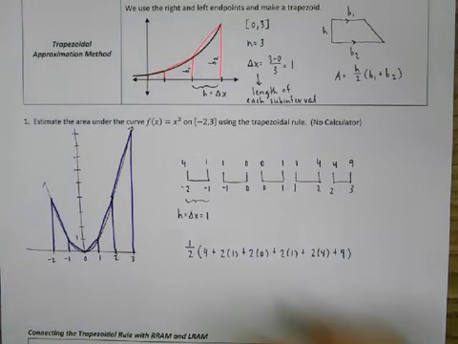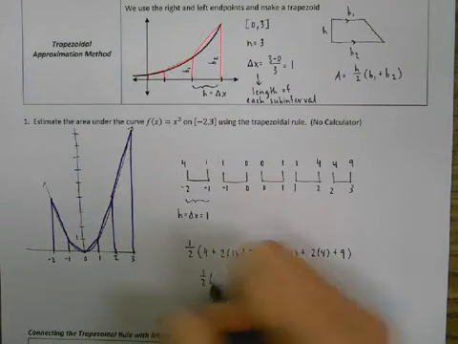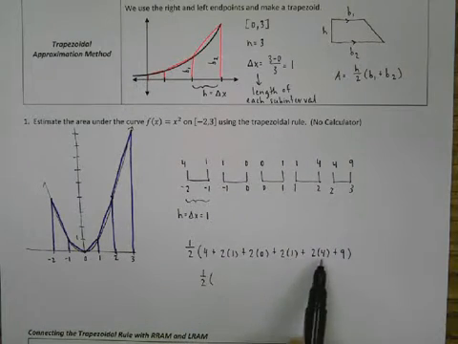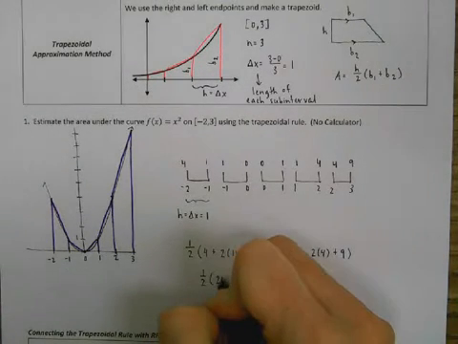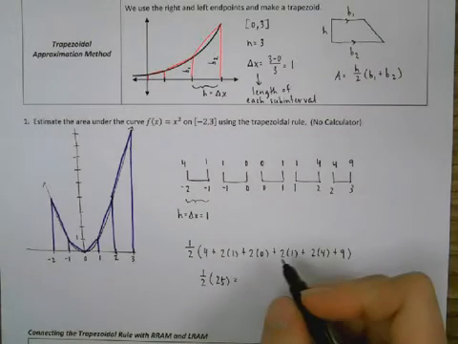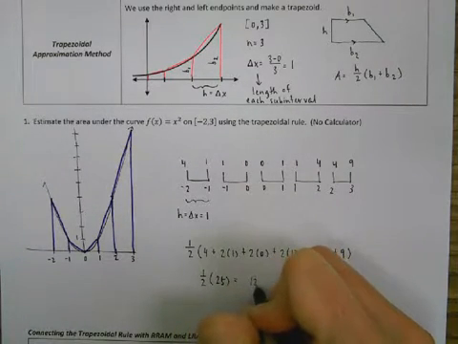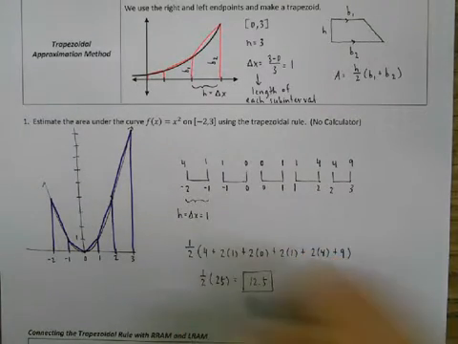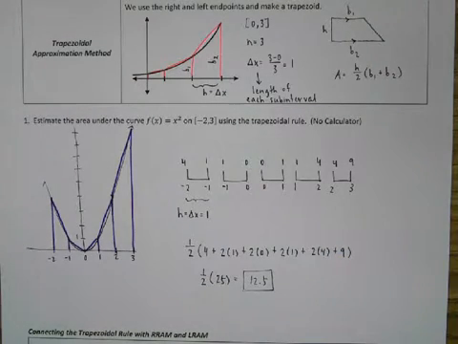And so now we're going to calculate that all up. So I have 1/2 times 4, 6, 8, 16. So it should be 25. And we get here a value of 12.5. So our estimated area under that curve using the trapezoidal rule with 5 subintervals is going to give us 12.5.